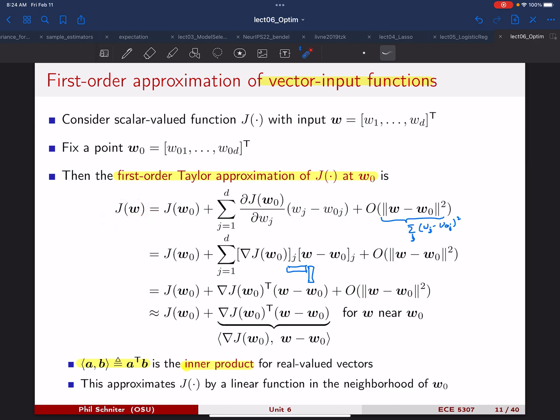Okay, so to conclude, what we have is an approximation that says that a function at an arbitrary point W is approximately equal to that function evaluated at a reference point plus the inner product between the gradient and the error vector. And this approximation is good anytime W is near that reference point. So it's a way of approximating a linear function in a neighborhood of the reference.